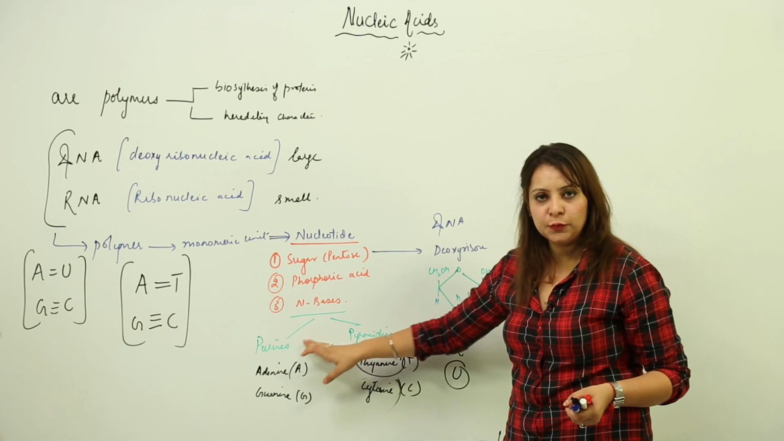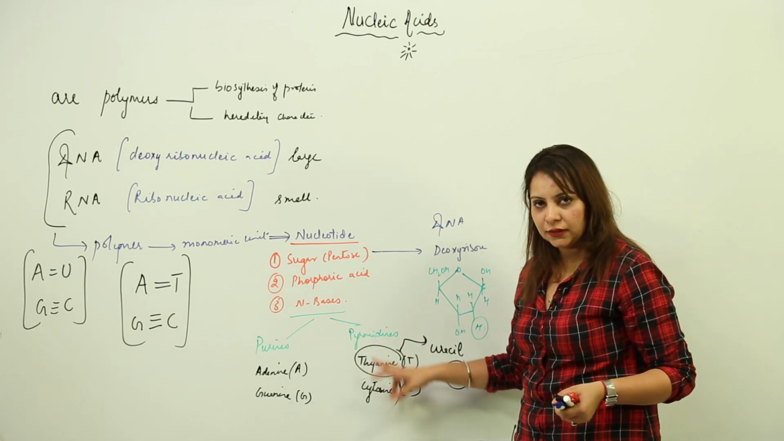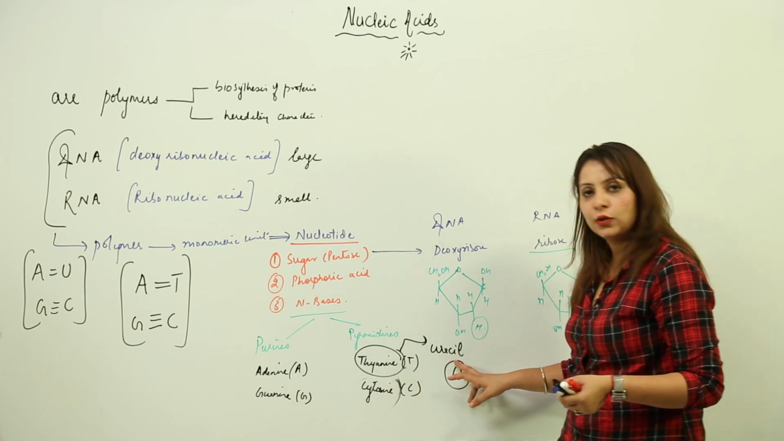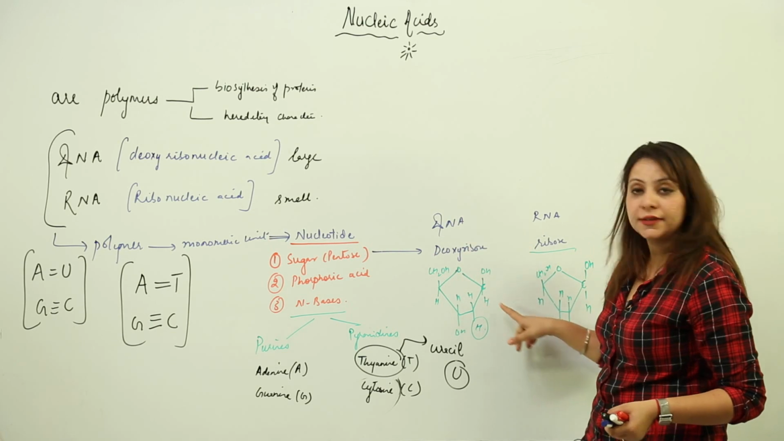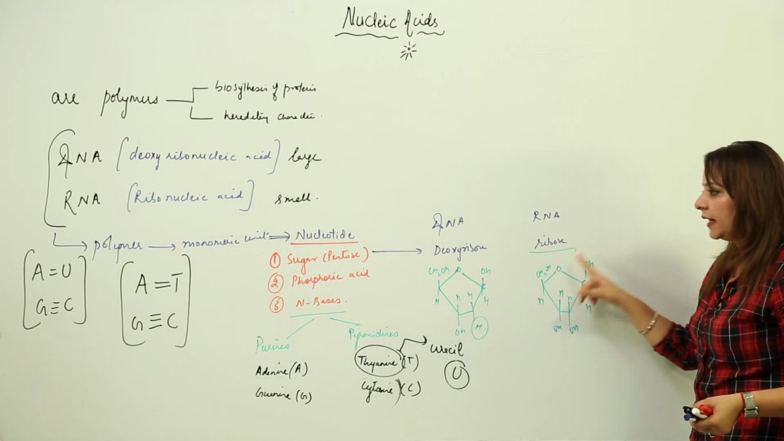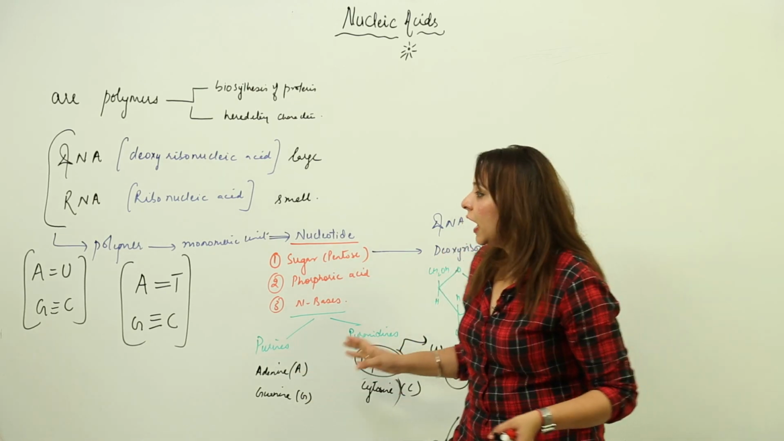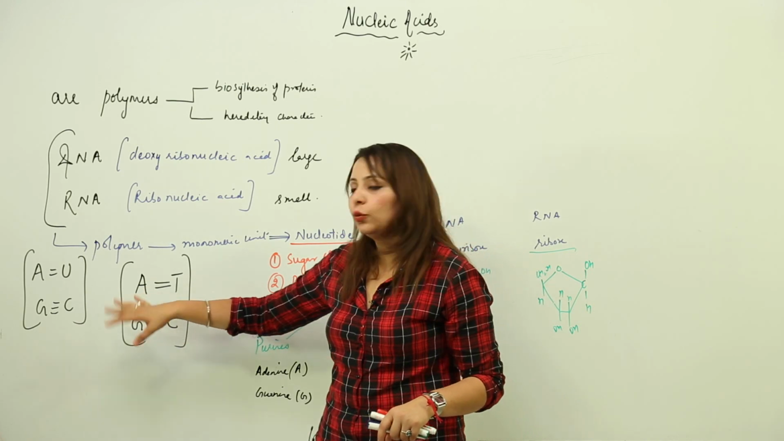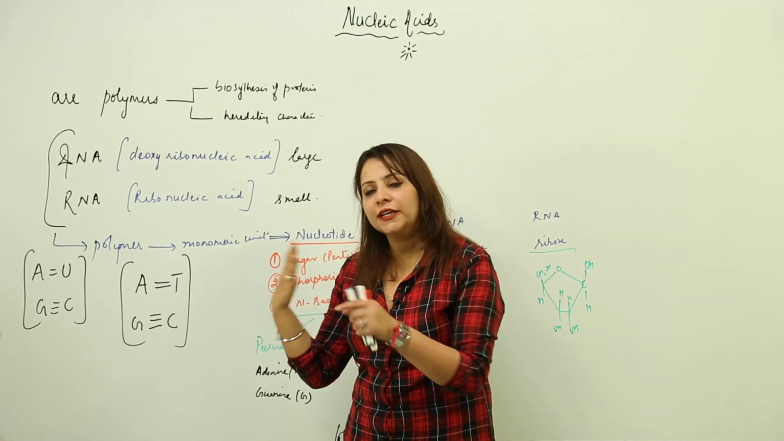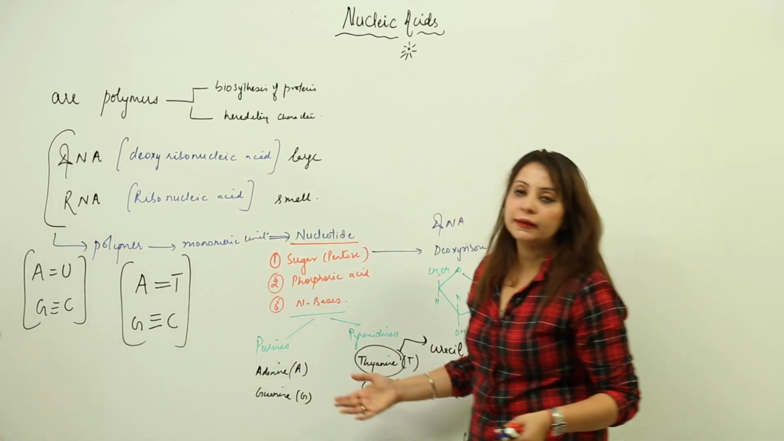Nitrogenous bases are of two types: purines, adenine and guanine, and pyrimidines, thymine and cytosine, with thymine replaced by uracil in RNA. The sugar for DNA is deoxyribose, this is the structure, and for RNA it is ribose, and this is the structure. Purines always pair up with pyrimidines: adenine always pairs up with thymine or uracil with a double bond, and guanine always pairs up with cytosine, or you can say cytosine with guanine, with a triple hydrogen bond. So this is the nucleic acid.